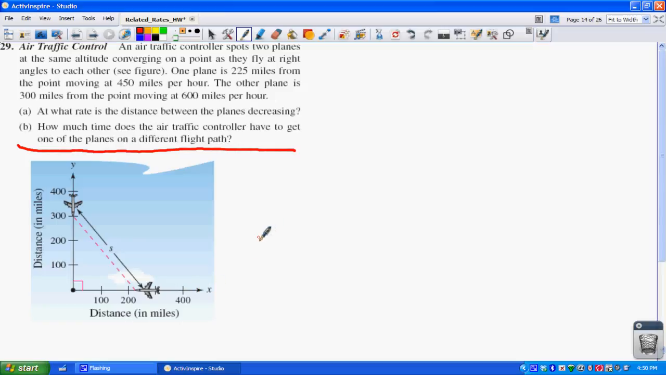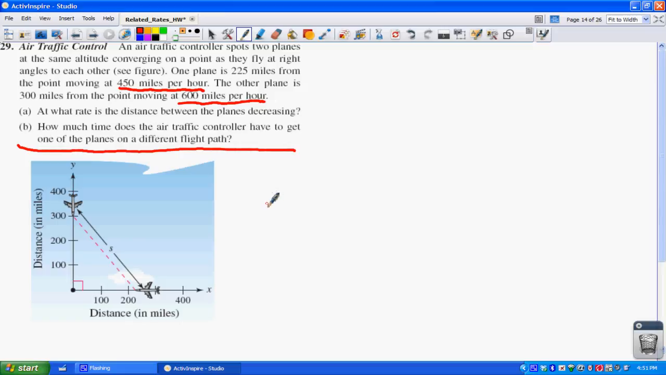We know that right now, at this particular moment in time, one plane is 300 miles away, right here, and the other plane is 225 miles away from the point of collision, which is here. This is the point of collision. Now, each plane is traveling at a constant speed, that's not changing. Okay? So that's fixed. Each plane is traveling at a constant speed.